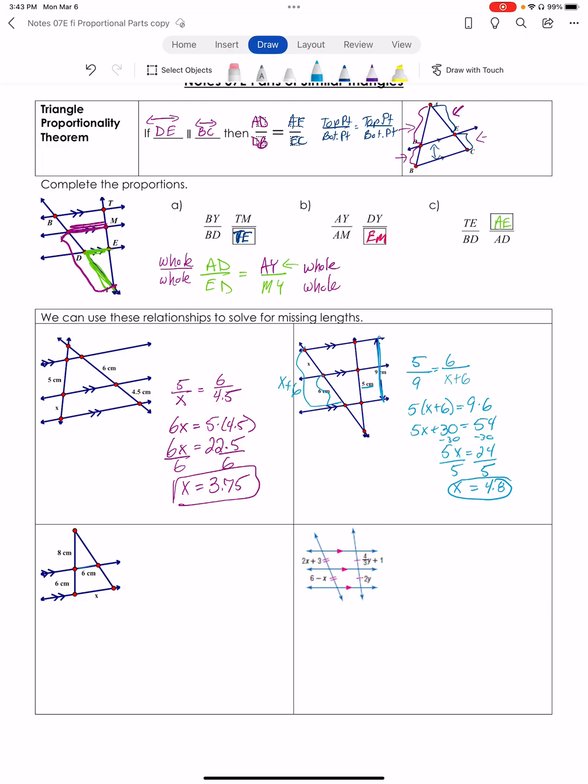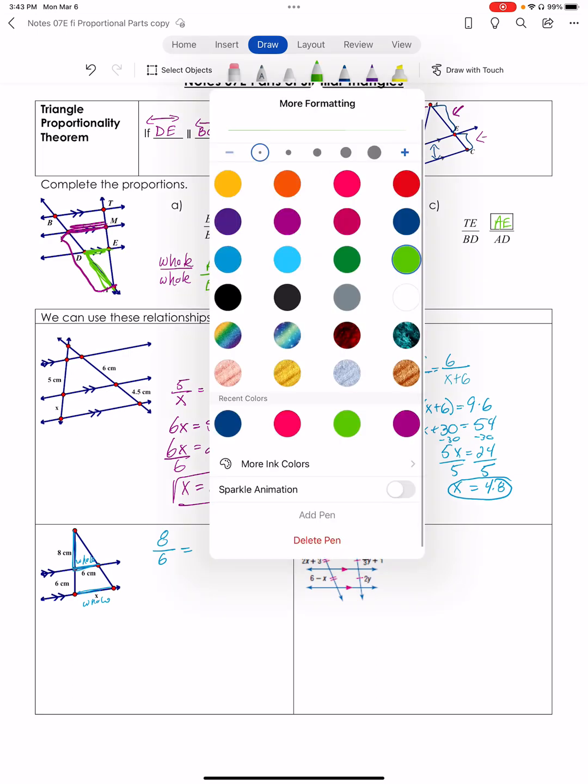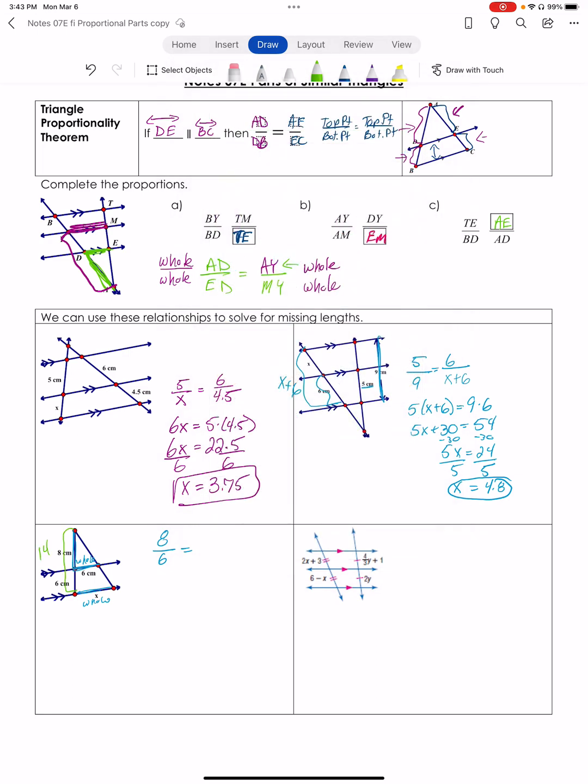This next one, here we have a whole and a whole. This is a whole side, this is a whole side. These sides are not being split up, so I'm going to have to do 8 over 6 is equal to 14 over x. So this is 8x is equal to 6 times 14. 8x is equal to 84. Divide by 8, divide by 8. x is equal to 10.5.